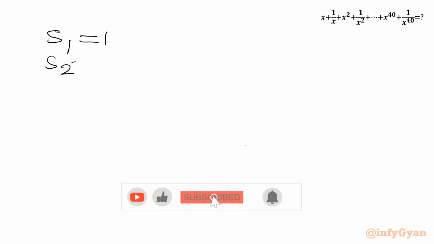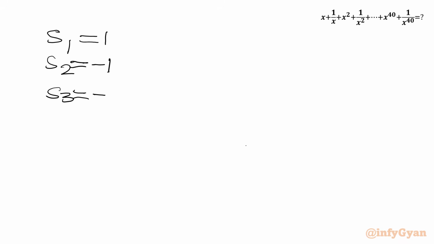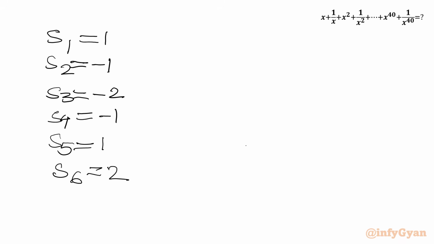I will write here all the values first. S1 equal to 1, S2 equal to negative 1, S3 equal to negative 2, S4 equal to negative 1, S5 equal to 1, S6 equal to 2. So we have 1, minus 1, minus 2, minus 1, 1, 2. If I check S7, yes, it is again 1, which is the same as S1.